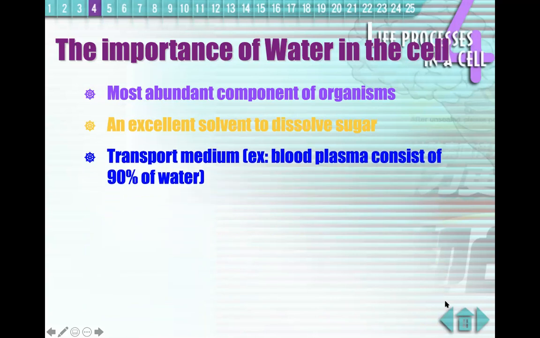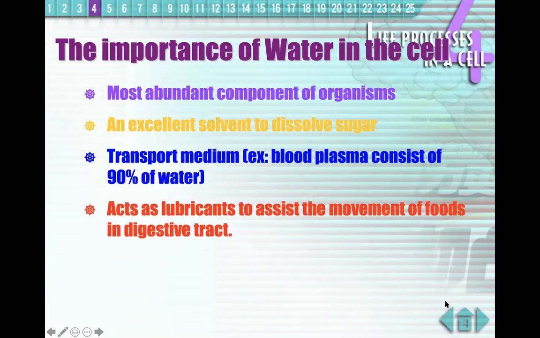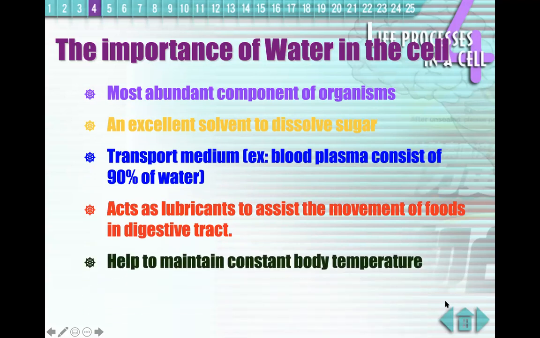And then we use it as a transport medium. Our transport medium is blood, right? So blood consists of water, which is 90%. And it also can act as a lubricant to assist the movement of food in the digestive tract. Sebab itulah lepas makan kena minum. Okay, and the last one, it helps to maintain the constant body temperature.